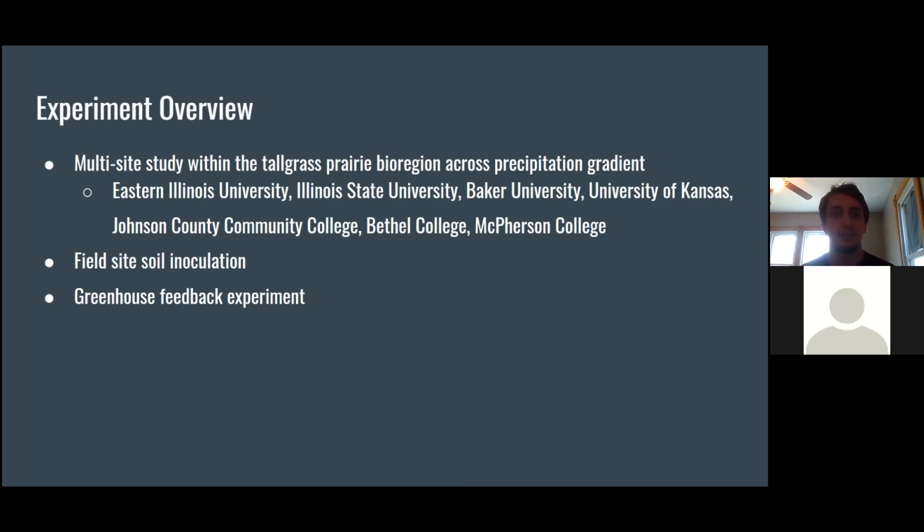Each site followed the same guidelines and procedures, as well as communicating issues and sharing data and information with each other. The experiment can be split into 2 different phases. The first phase included establishing a field site to inoculate soil. The second phase will use that inoculated soil in a greenhouse feedback experiment to determine which feedback mechanisms are in play.